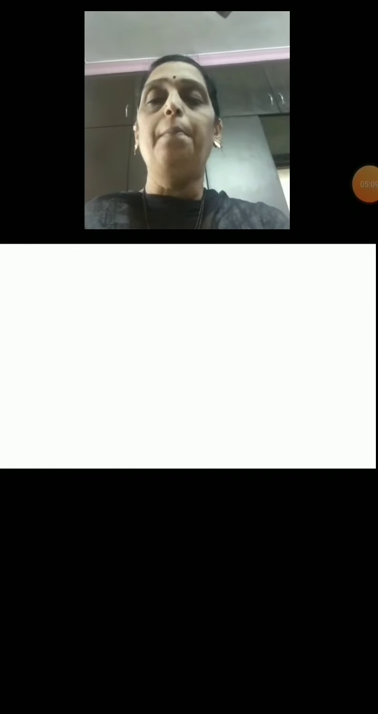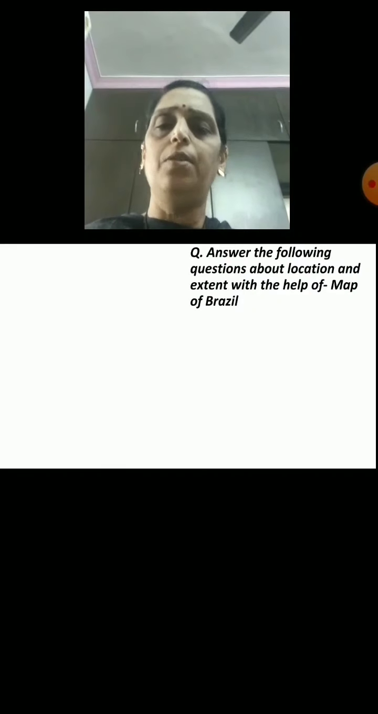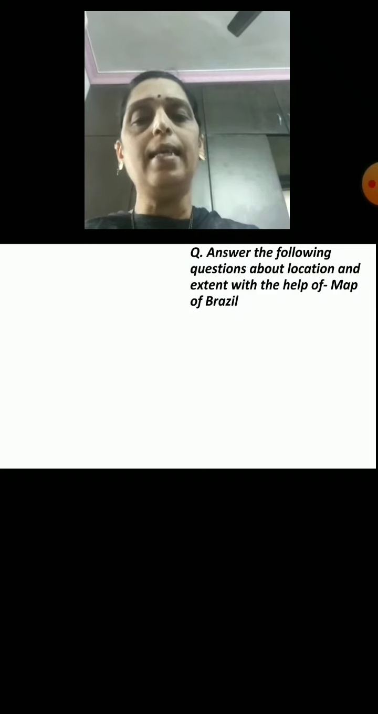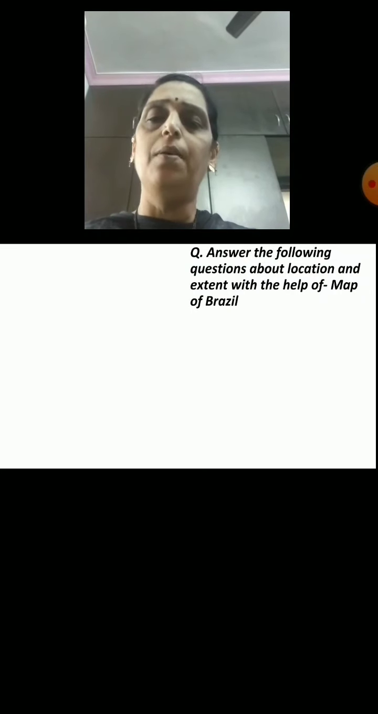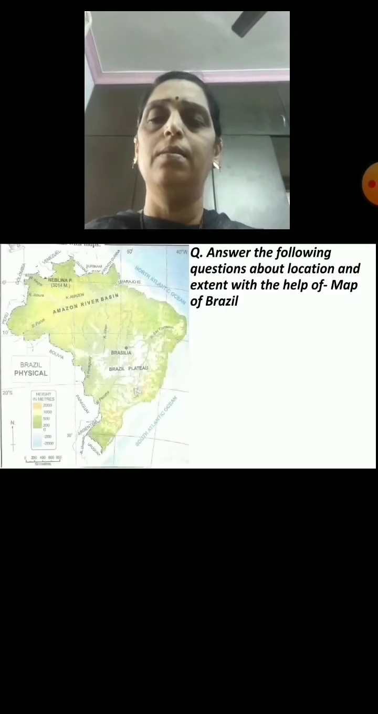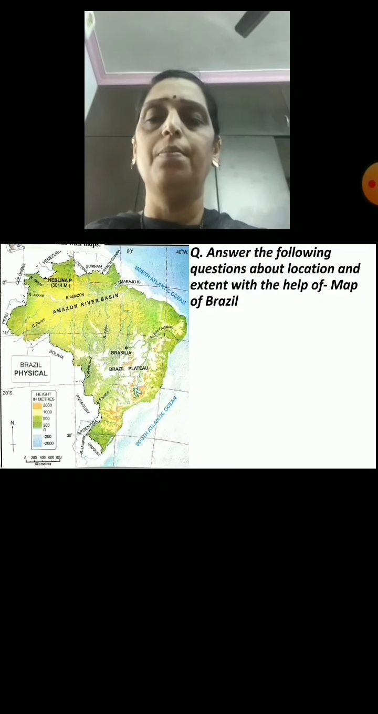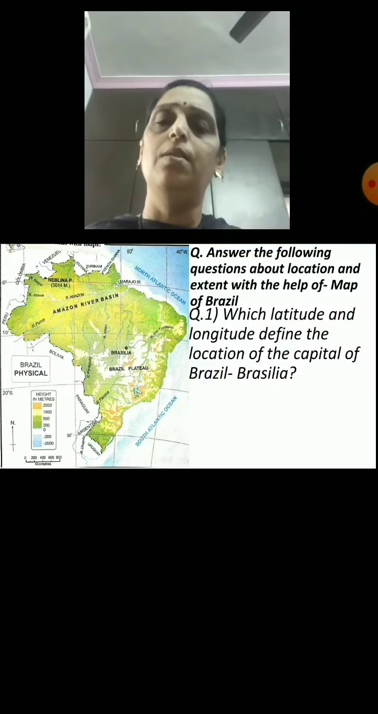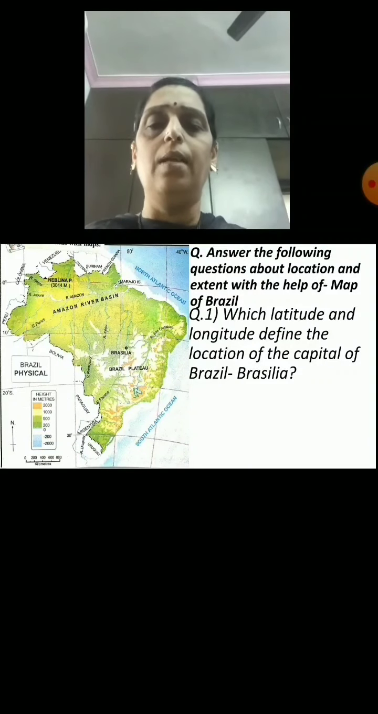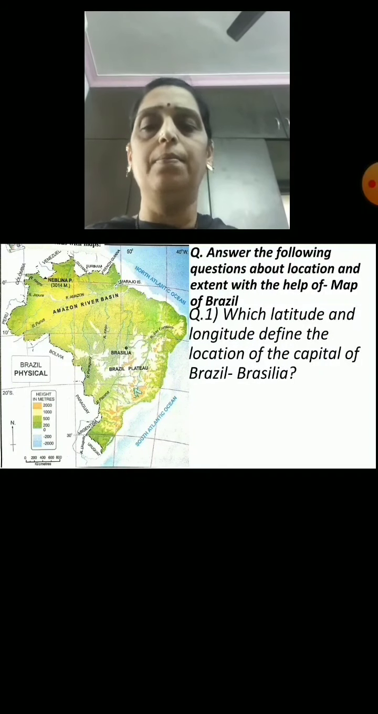And now students, we are going to do the map reading. Answer the following questions about location and extent with the help of the map of Brazil. This is the map. And the first question: which latitude and longitude define the location of the capital of Brazil, Brasilia?